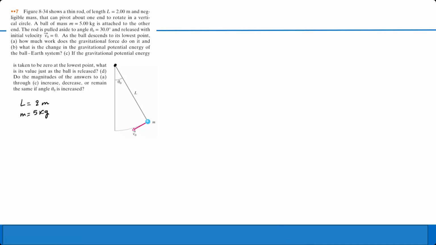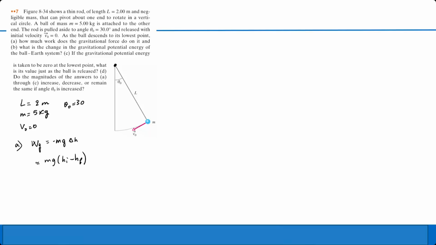The rod is pulled aside to angle theta 0 equals 30 and released with initial velocity v0 equals 0. V0 equals 0, theta 0 is 30. As the ball descends to its lowest point, how much work does the gravitational force do on it? So we're interested in the work done by gravity, which is none other but minus mg delta h. So this is mg times h initial minus h final.